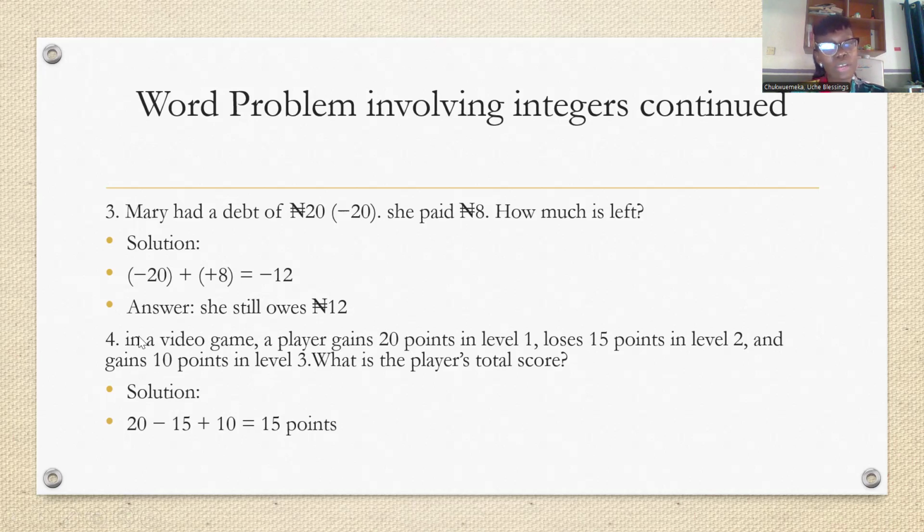So in this number 4, in a video game, a player gains 20 points in level 1, loses 15 points in level 2, and gains 10 points in level 3. What is the player's total score? 20 points in level 1, that's positive 20. Loses 15 points, that's negative 15, plus 10. We have minus and plus, different signs in operation, leading to a positive sign. When it is different signs, we have a positive sign.